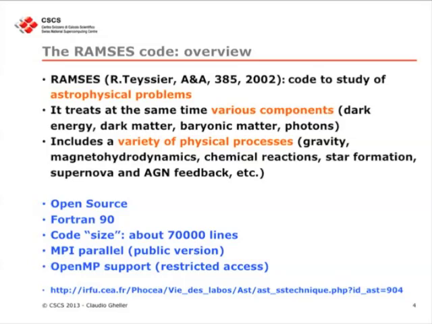It is an open source code that, in principle, could be downloaded, but I've just realized that currently the website is not accessible. They are restructuring all the web domain of the University of Zurich. So at the moment, the page is not reachable, but in principle, you can download it. It's a full Fortran 90 code. The code size is not huge, it's like 70,000 lines. It is parallelized both with MPI and OpenMP, but only the MPI version at the moment is public. The OpenMP version has restricted access.